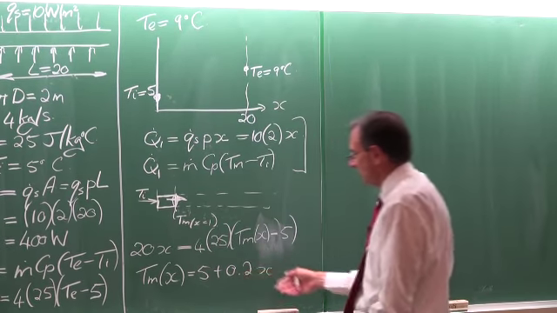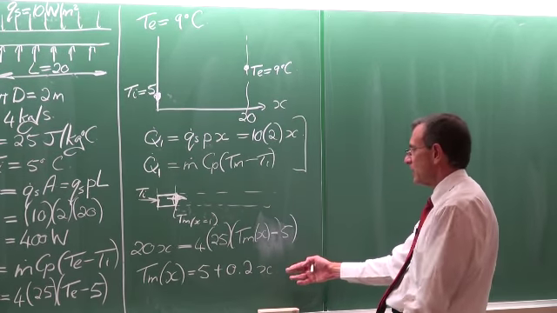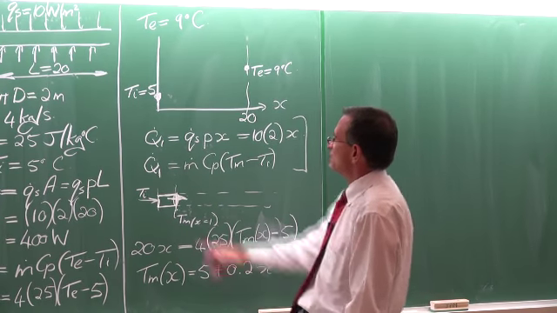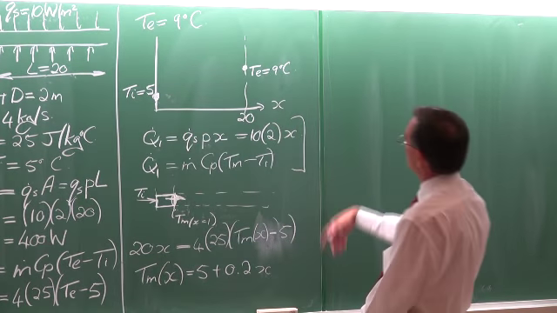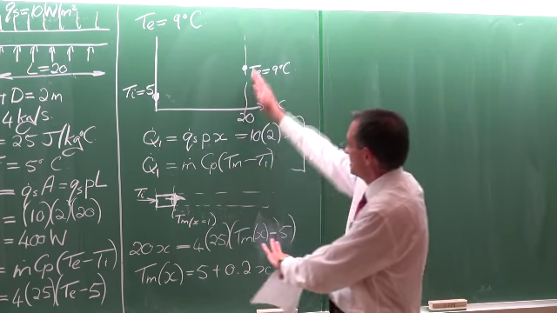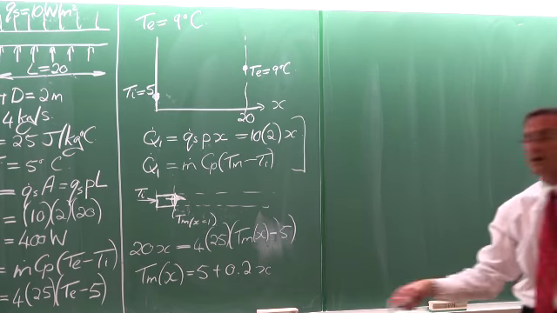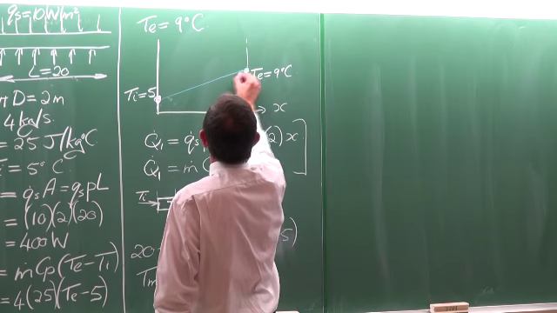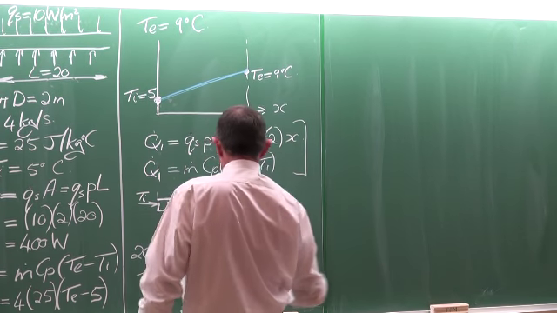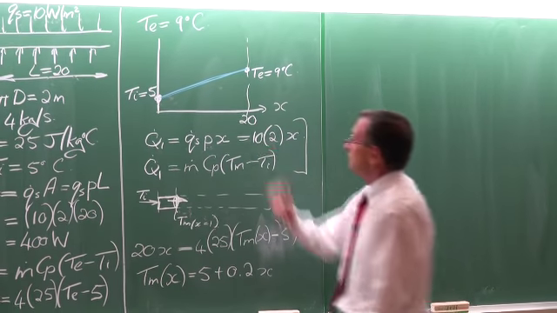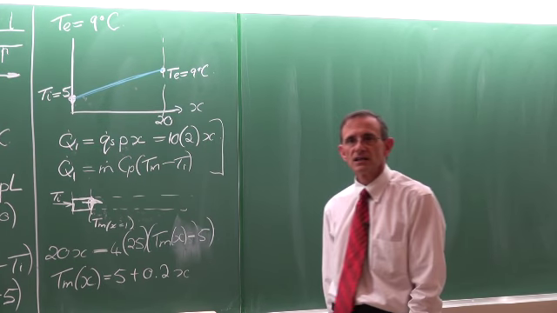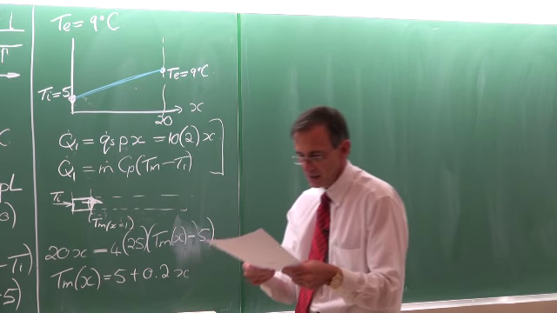And again, we can see it is a straight line equation. We can test it for x equal to 0, it would be 5, and for x equal to 20, I hope it is equal to 9. Okay. So the result is now we can say that we have the temperatures in between, and we've connected everything. It is a straight line equation.